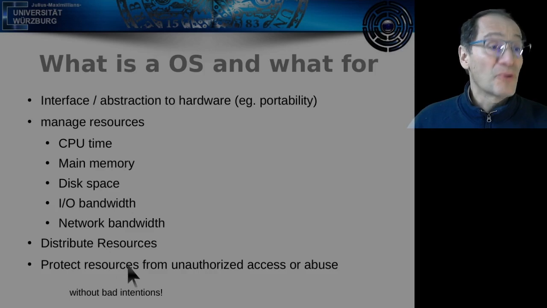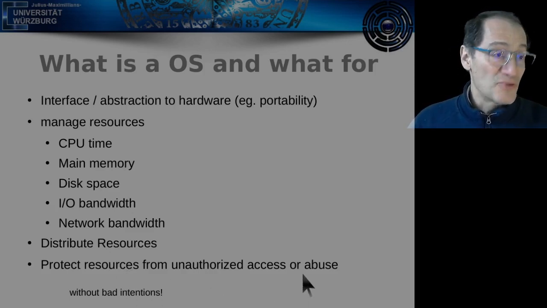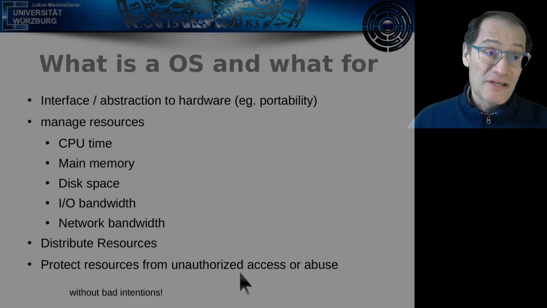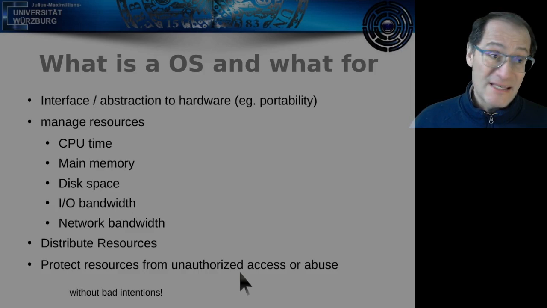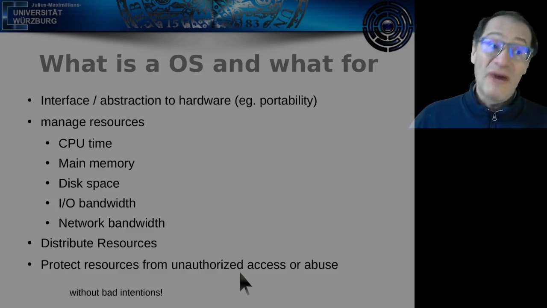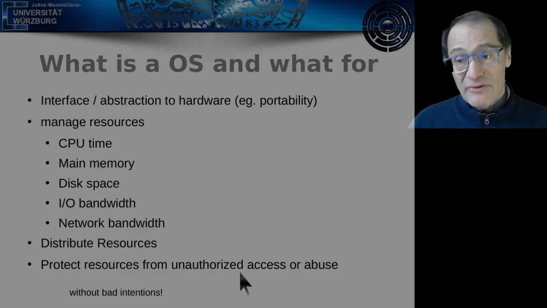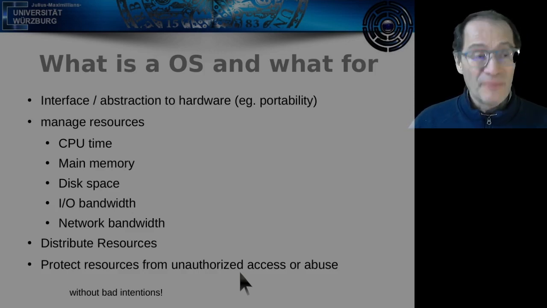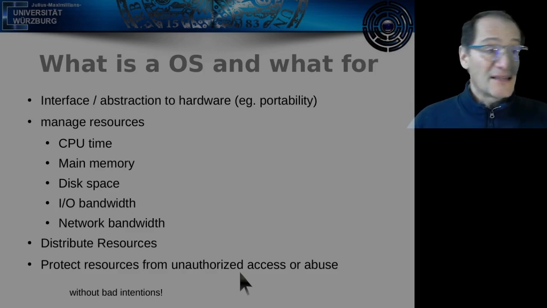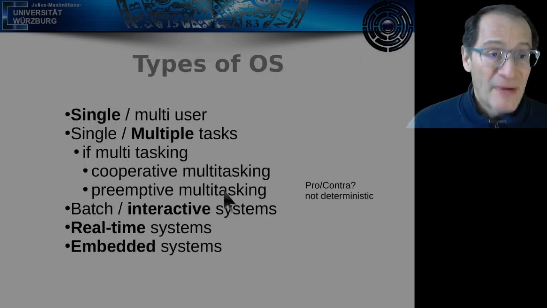And we have to protect resources from unauthorized access or abuse, maybe with bad intentions or maybe without bad intentions. But if programmers make a mistake, it can change the content of the memory of other tasks, and finding such problems is really, really difficult. Therefore, the operating system shall have something like an encapsulation to prevent one task from changing the data of other tasks.